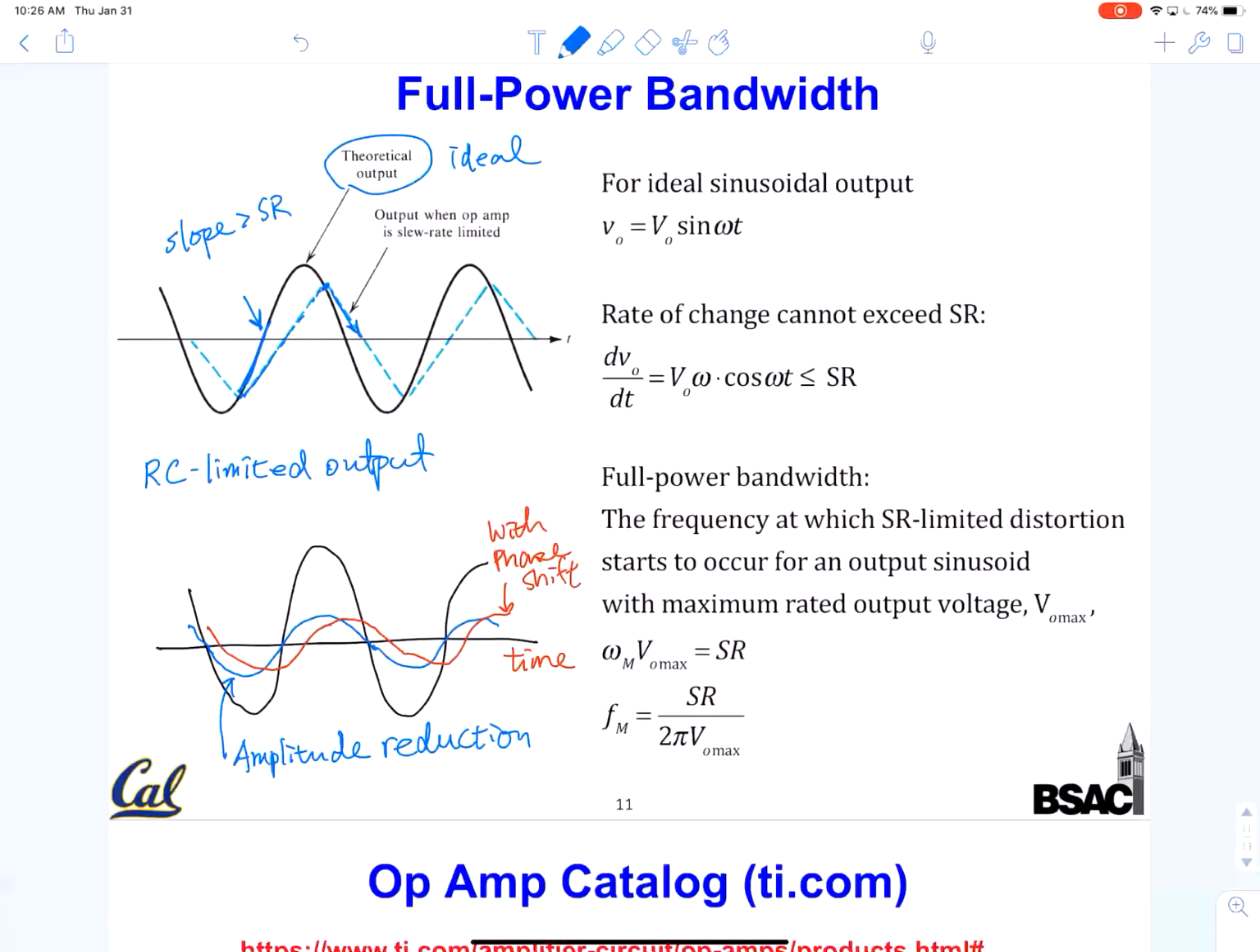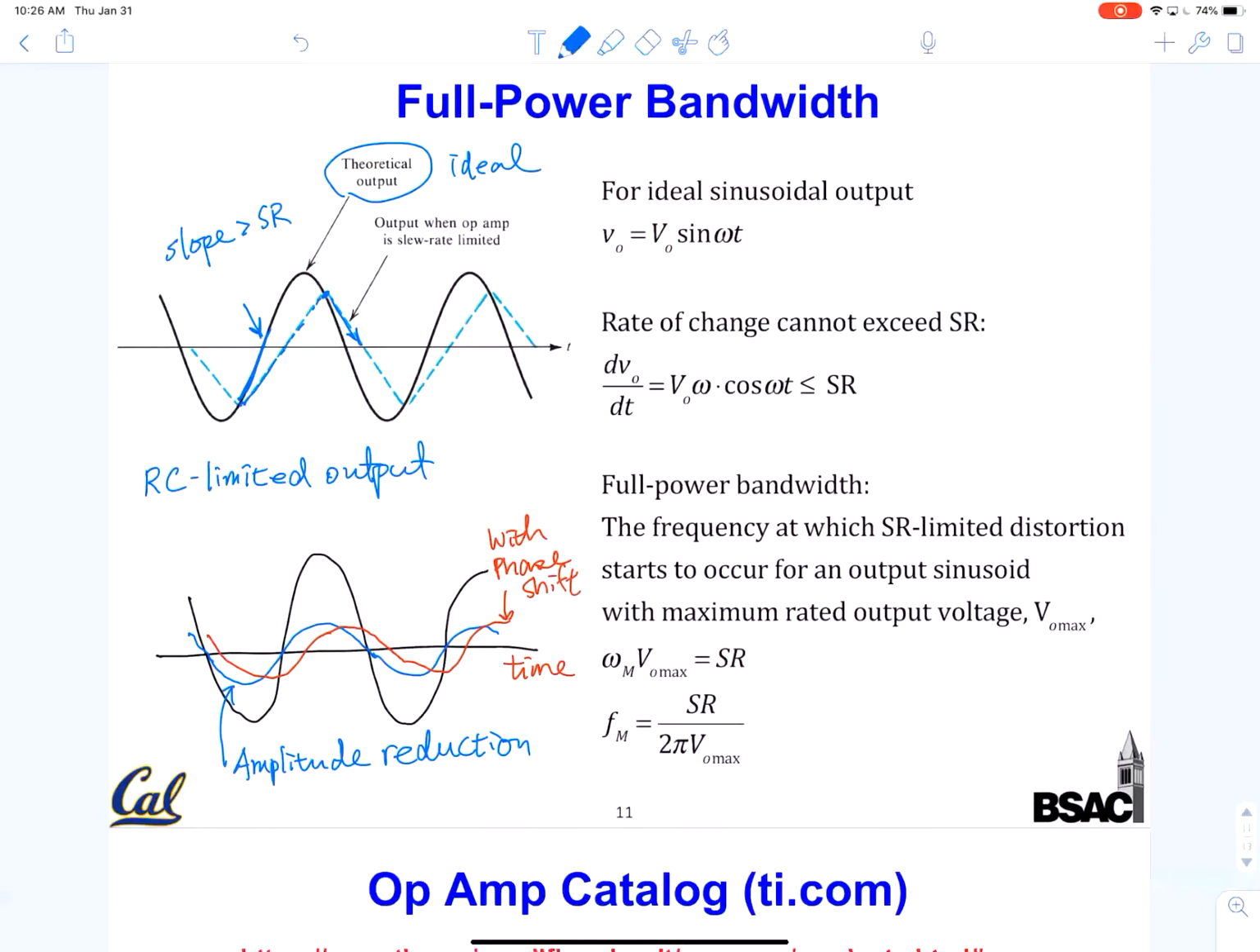And as a rule of thumb, we typically define a figure of merit, a way for you to quickly check whether you are running into the slew rate limit or not. So assuming this is our ideal output, and we desire to have this VO, and we are operating at omega frequency, okay? If you take a time derivative, sine becomes cosine, all right? And you have multiplying frequency here.